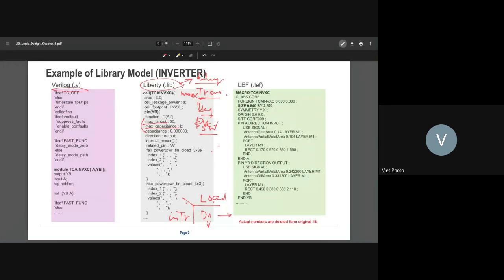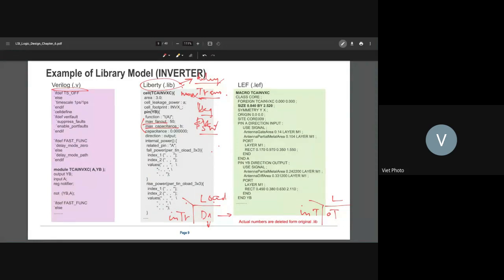Now for the table of max transition, it's the same thing. Depending on the load and the input transition, you have the output transition here. So you have the same kind of table: load, input transition, and an output transition.